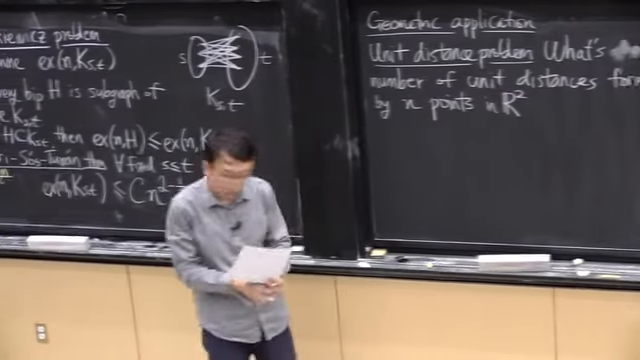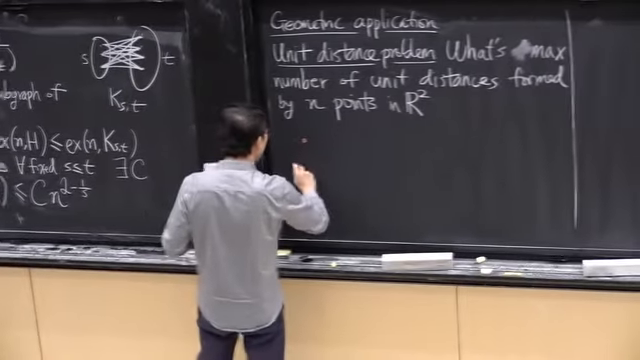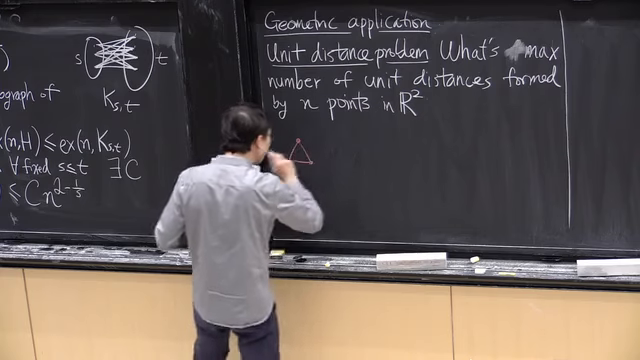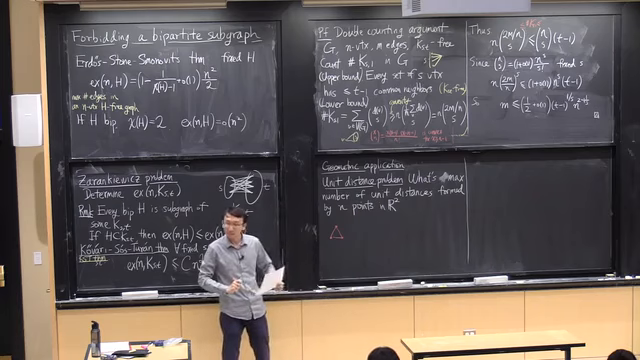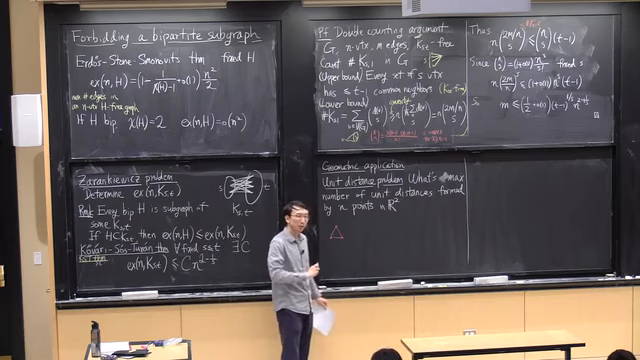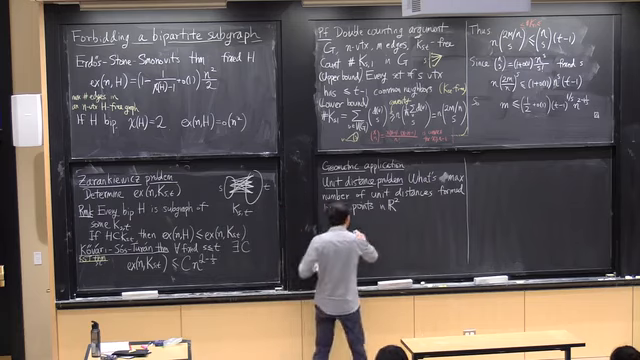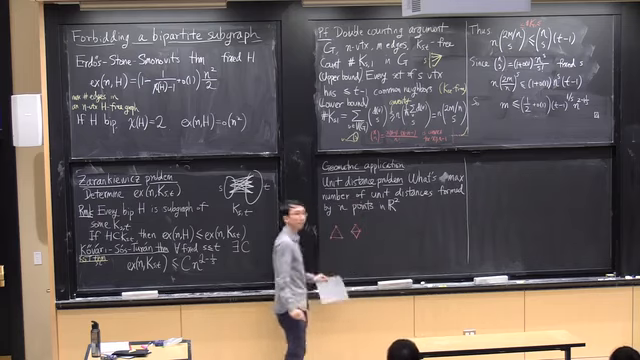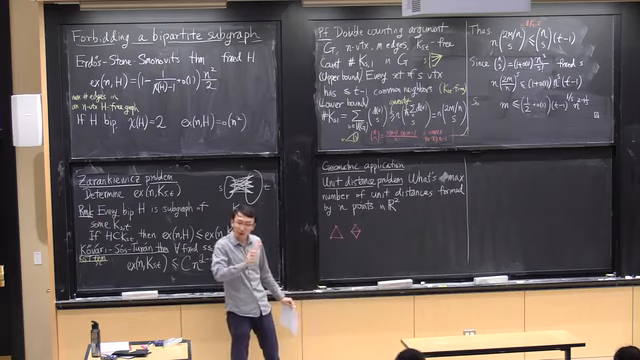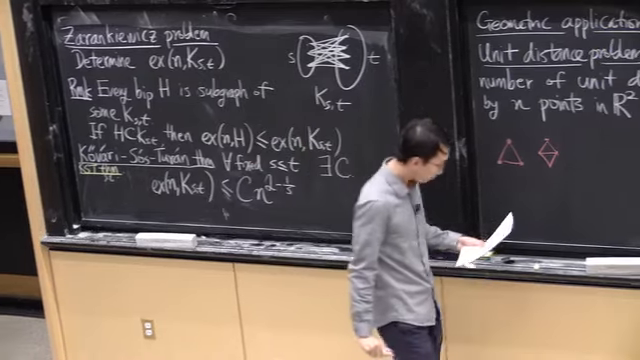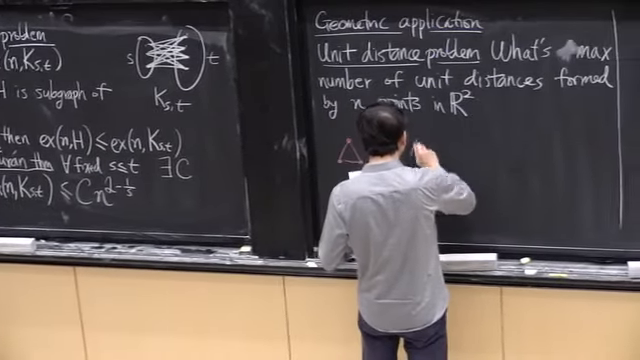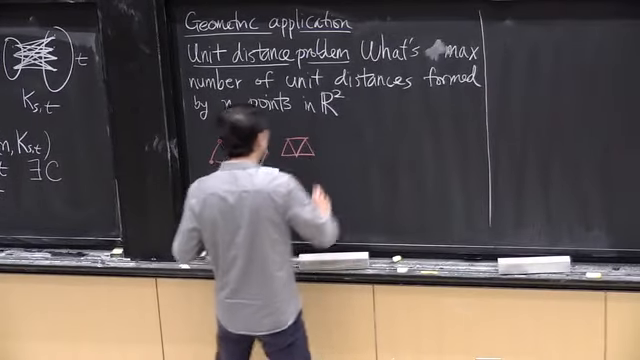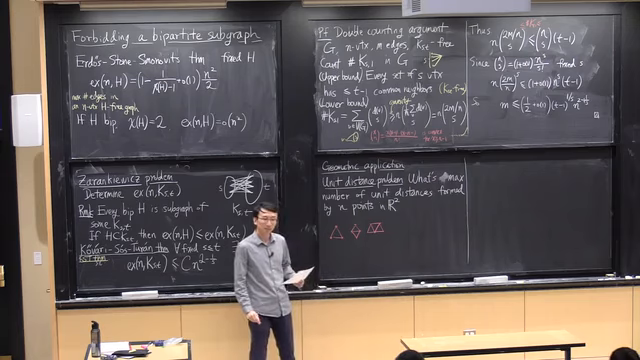Let me give you some examples. If you have 3 points, you put them in an equilateral triangle, and all 3 distances are units. Great. If you have 4 points, you cannot place them so that all 6 distances are units if you stay in the plane. So the best thing you can do is something like this. Okay, so I'm drawing all the edges that are unit distances.